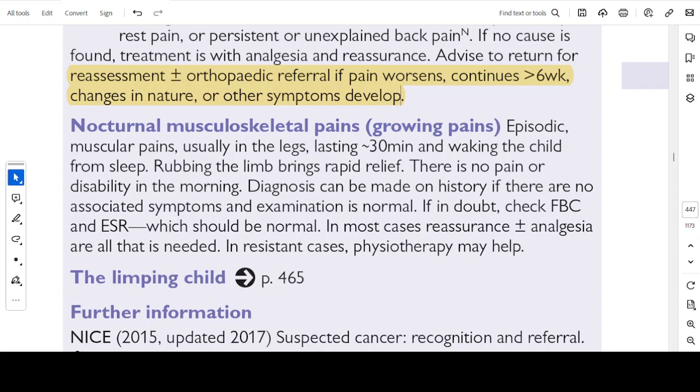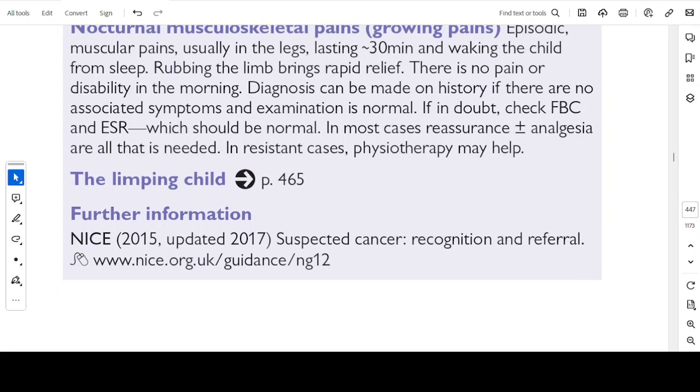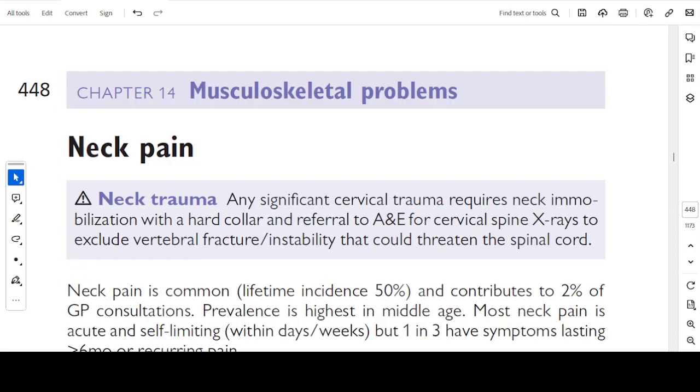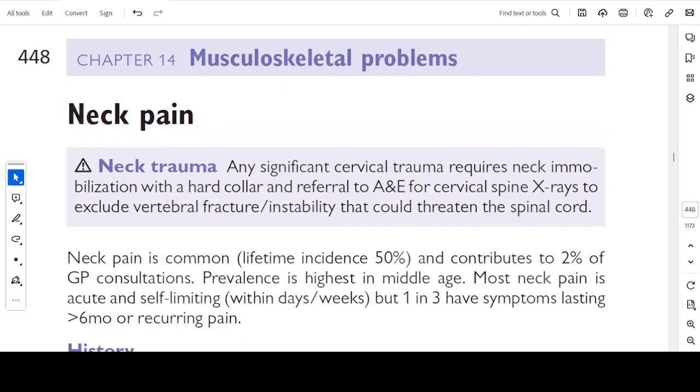Diagnosis can be made on history if there are no associated symptoms and examination is normal. If in doubt, check FBC and ESR levels, which should be normal. In most cases, reassurance plus analgesia are all that is needed. In resistant cases, physiotherapy may help. The limping child, we'll see at page 465.